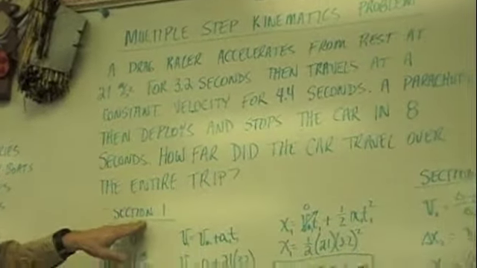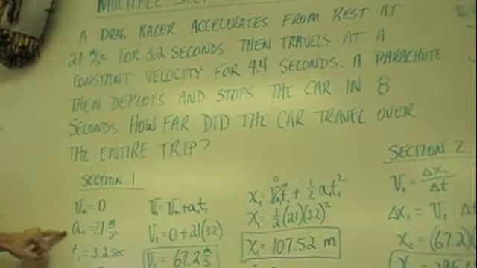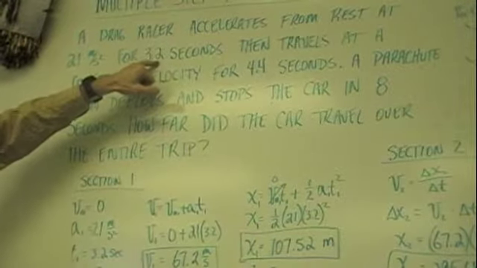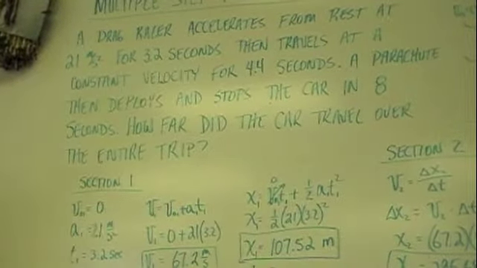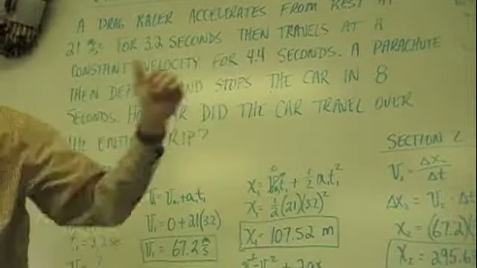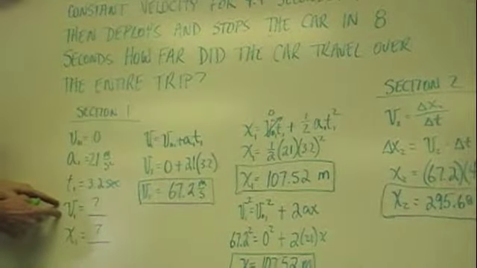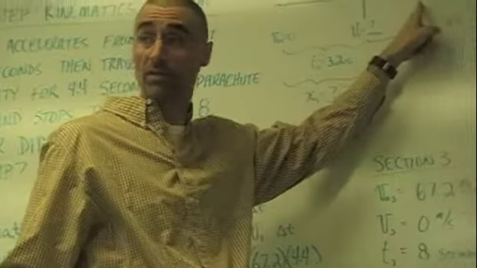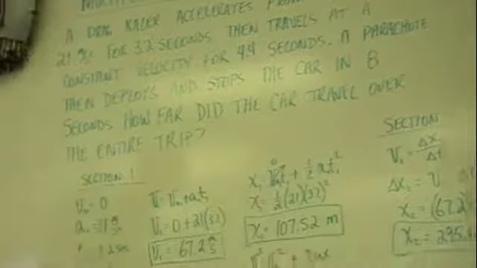In section 1, we know its initial velocity, because he's coming from rest, is 0. His acceleration is 21, and the time that he's going to be accelerating is 3.2 seconds. Now, guys, you'll notice I put x because we are trying to find the total distance at the end of this problem. And we also need to know the final velocity because we need it to get the initial velocity for the second section. Does that make sense to everybody? Okay. So let's go in.